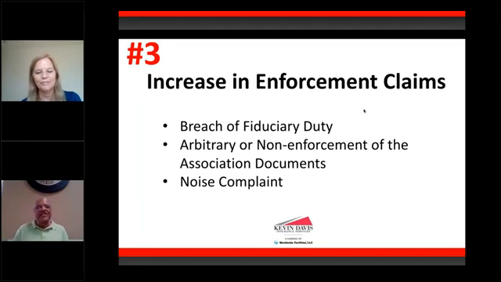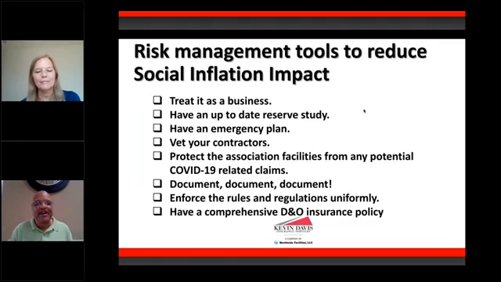Okay, so let's talk about a few things here associations can do to minimize the claim from becoming a problem. And again, to keep insurance costs down. I mean, that's the whole thing. We want to keep insurance costs down. And so here's like 8 things we kind of put together to really talk about what you can do for a board of directors community association to keep these costs down. The first one is treat it as a business.